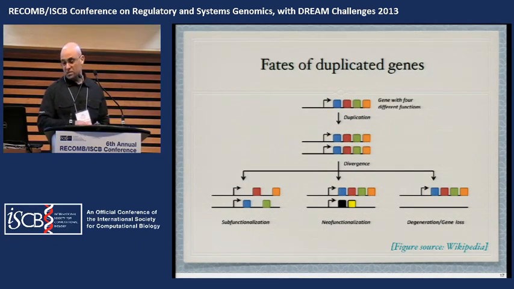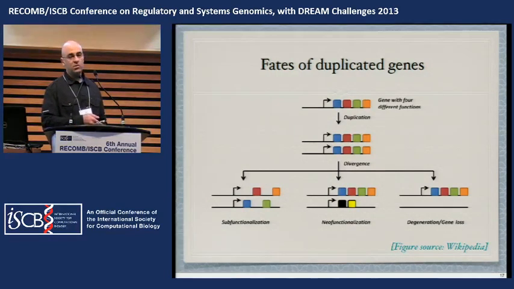One of them is called subfunctionalization, which means basically that the two copies together are going to be performing the function. And we have neofunctionalization, which means that one of the copies retained the original function, whereas the other copy developed a new function. And we have, of course, the loss of function, or gene loss, where one of the two copies loses its function and we go back to a single copy.